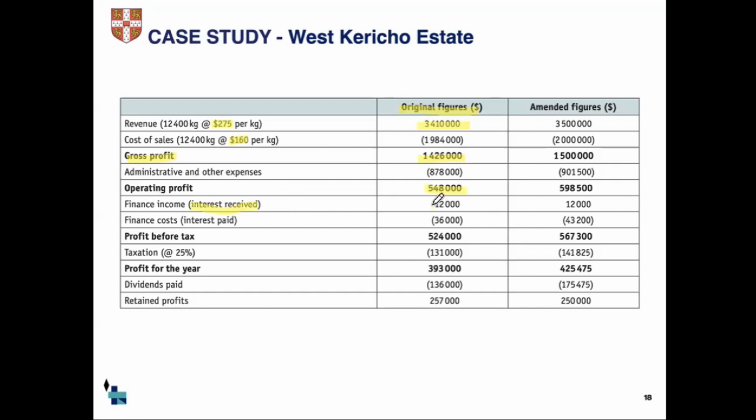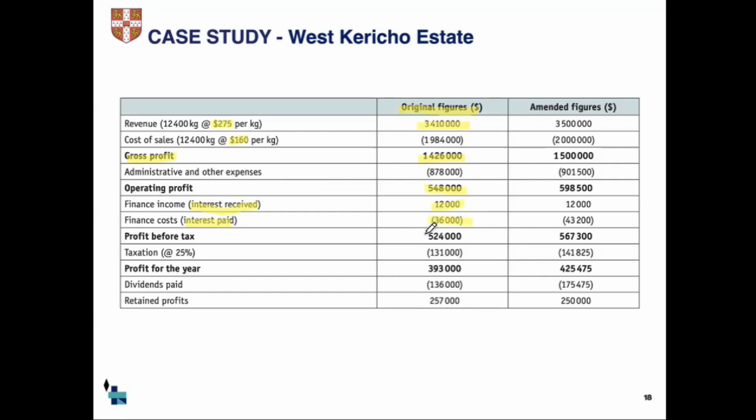So that amounted to $12,000. And then it also paid interest. Perhaps they took a loan from a bank and they are paying interest on that loan. So the interest paid is not part of the operation of the business, but it's a cost to the business. So it is given a separate line on the statement of profit or loss. And then that is also put in brackets. It's a negative figure, of $36,000.